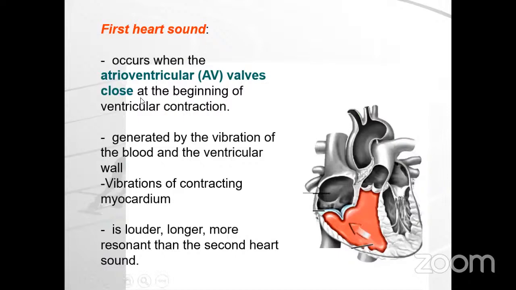So let's see in detail. It is generated by the vibration of blood and the ventricular valve and also by the vibrations of the contracting myocardium. It is louder, longer, and more resonant than the second heart sound. So it is loud, long and more resonant. This is known as lub.